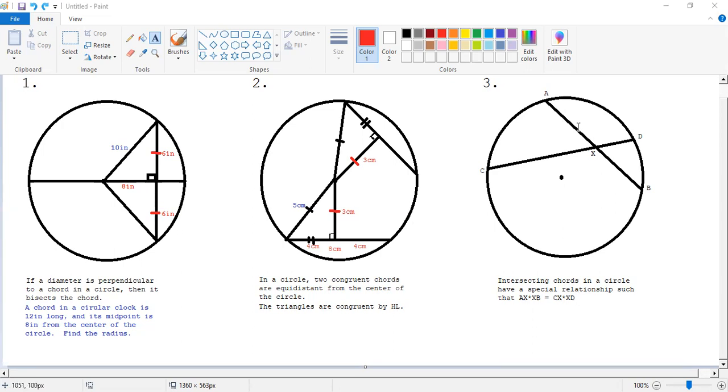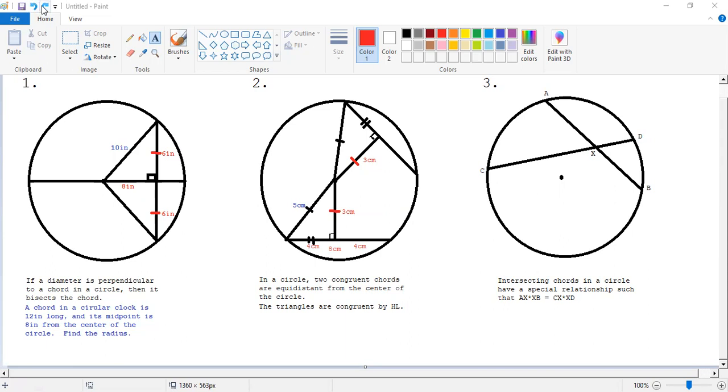So let's just look at the chords first. It's just two chords intersecting, right? They're not going through the center. They're not doing anything special. It's just two chords, two random chords that intersect inside of the circle. So now what that says is that if I have two intersecting chords, then the product of the two segments in the same line equal the product of the other two segments in the same line.